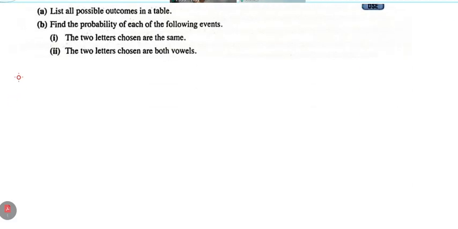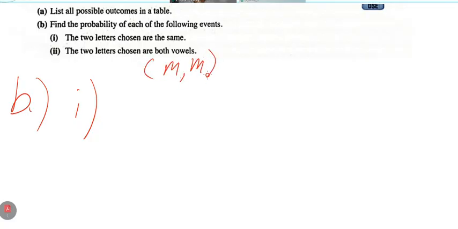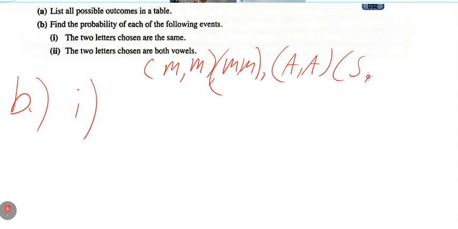So we can find out here for B. Our first one, we have M and M. Next one, we have A and A. Okay. Now the other one is S and S. Okay, there we go. That's four.